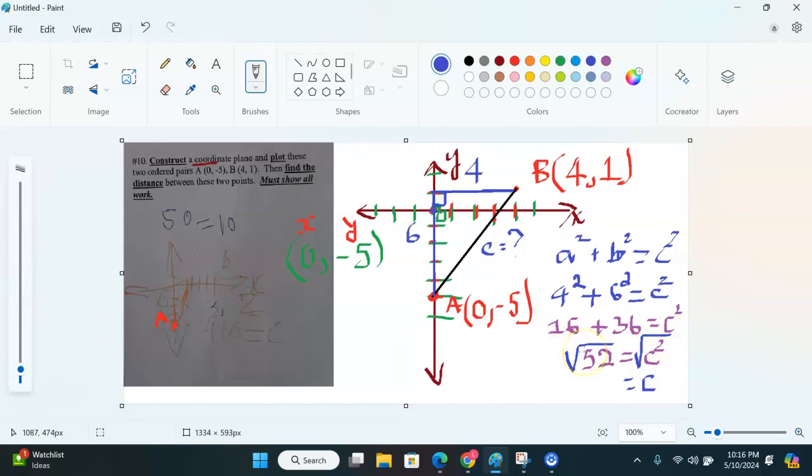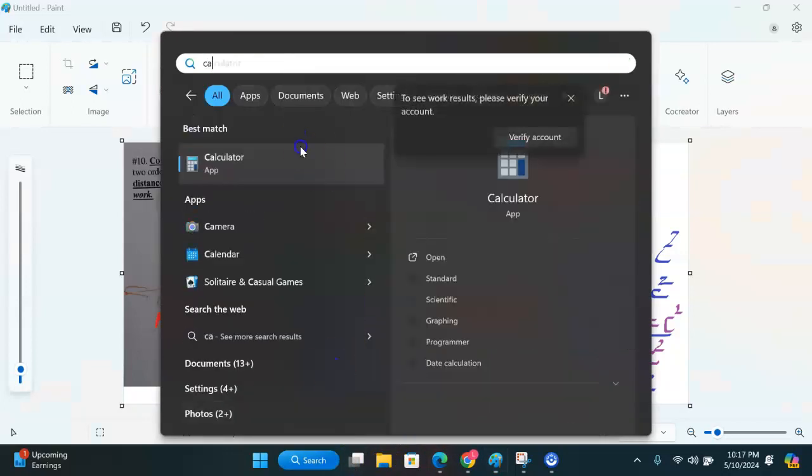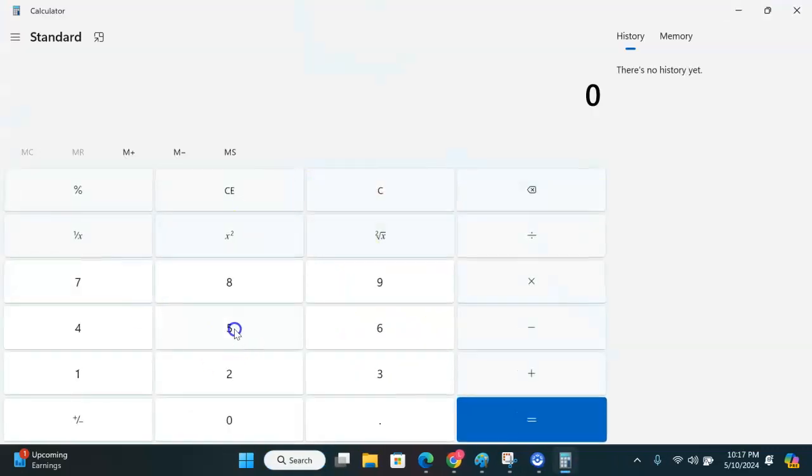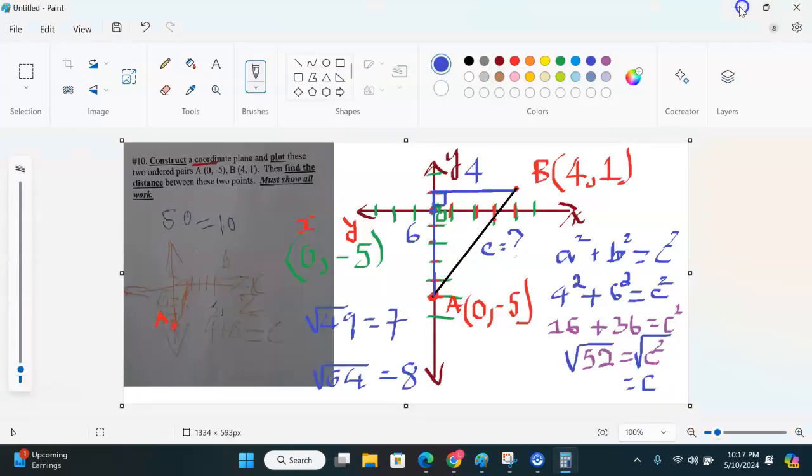All right, what's the square root of 52? Well, you can pull out a calculator and do that. But if you think about it, the square root of 49 is a perfect square. Square root of 49 gives you 7. And the square root of 64, 8 times 8 is 64, is going to give me 8. So the square root of 52 is going to be between 7 and 8. Okay, so to get the exact number, I think I gave you the answer already, but if you take the square root of 52 right there, it gives you 7.2. Okay, that's all you have to say. C is equal to 7.2.